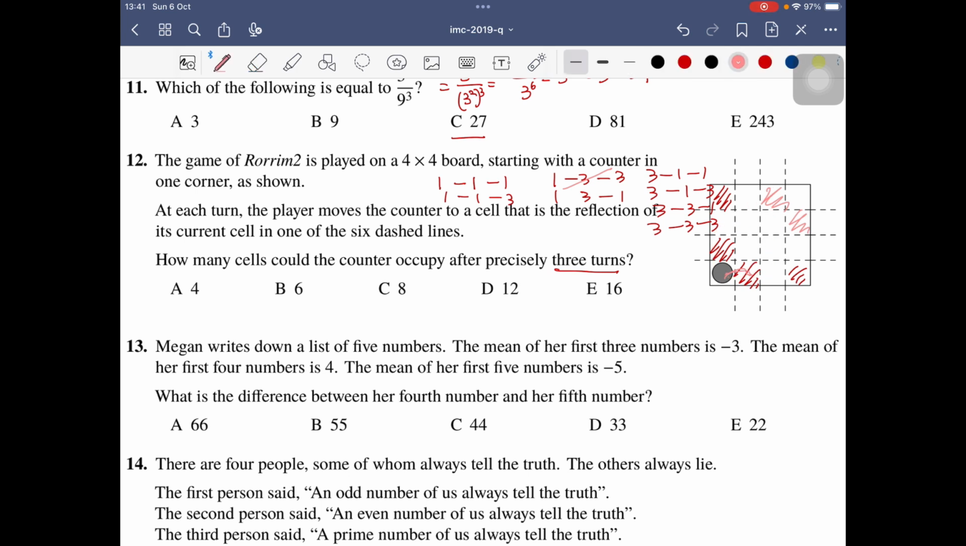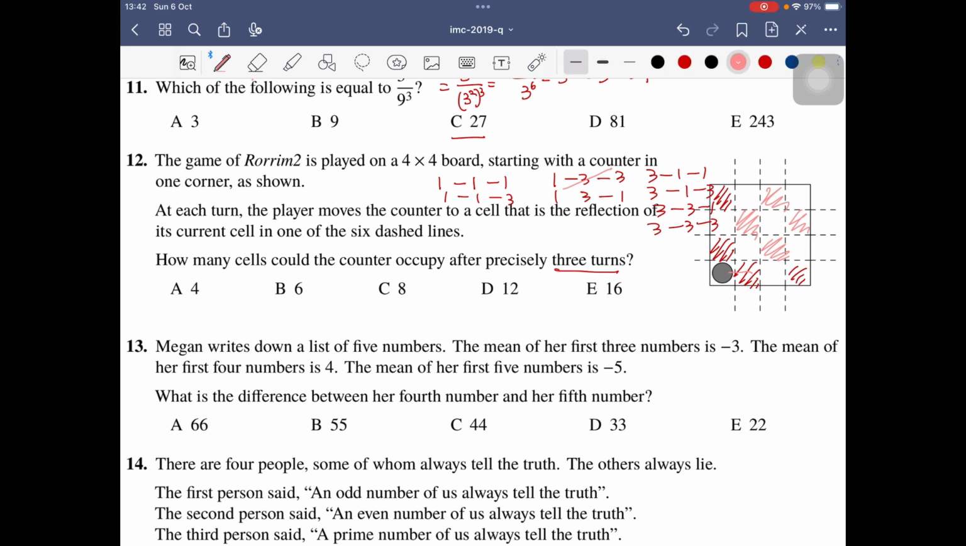And 1, 3, 1. Let's say here. And 3, 1, 1. All of these we already found. And 1, 3, and all 1, so also nothing new. And 3, 1, 3, also nothing new. And 3, 3, 1, also nothing new. 3, 3, 3, or coming back, also nothing new.